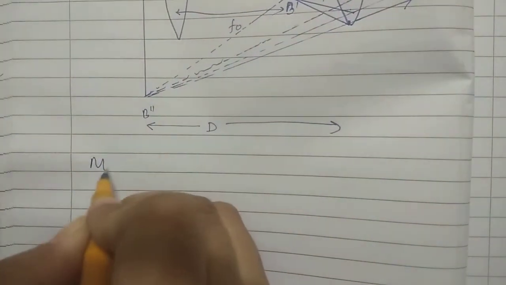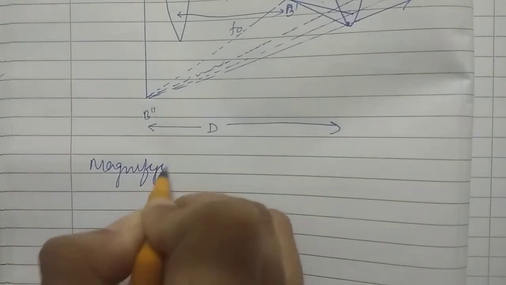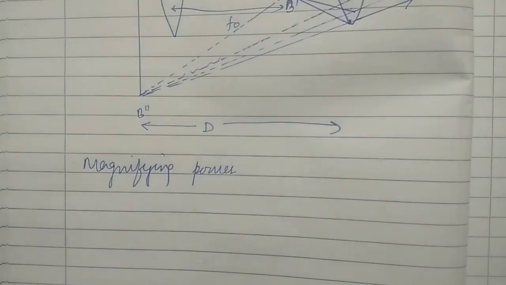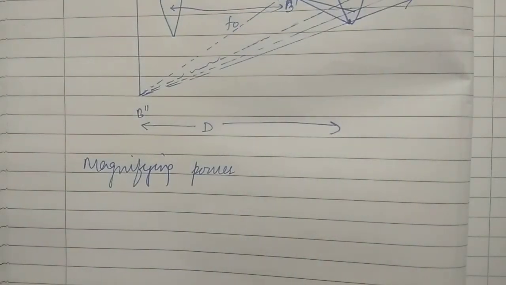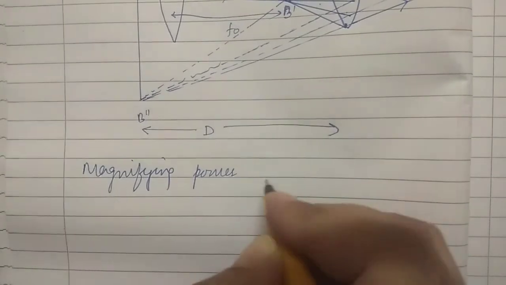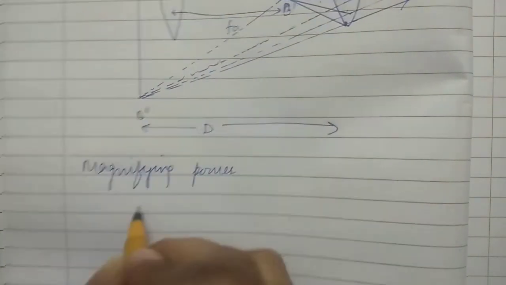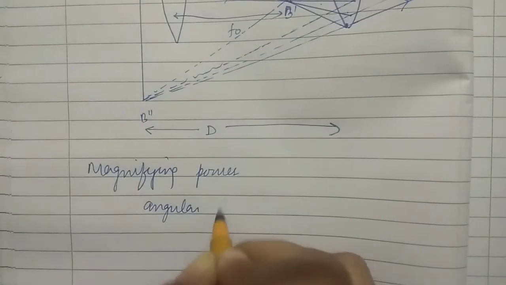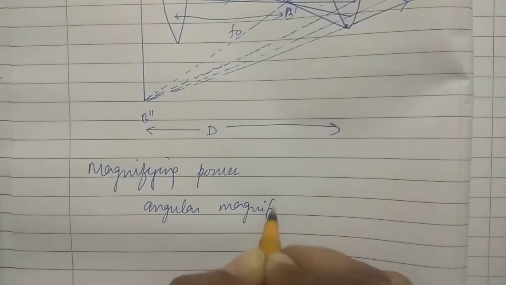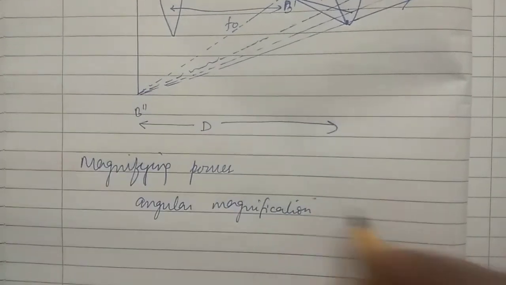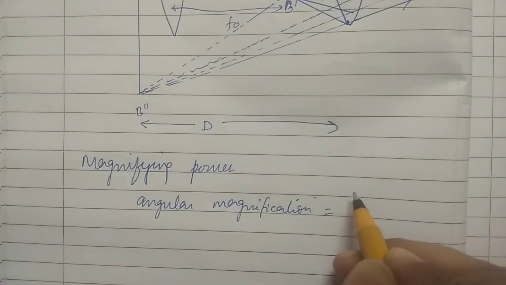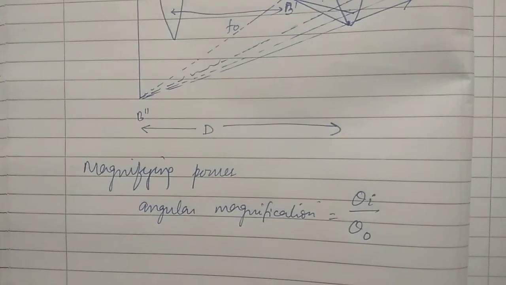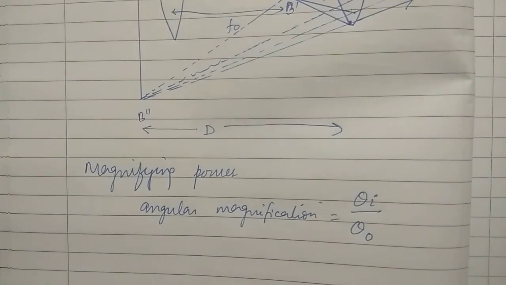Magnifying power. As the object is at infinity, whenever the object is at infinity, it would be convenient to use the angular magnification. So angular magnification we are going to find out. So what is angular magnification? This is basically the angle subtended by the final image over the angle subtended by the object at the eyepiece.